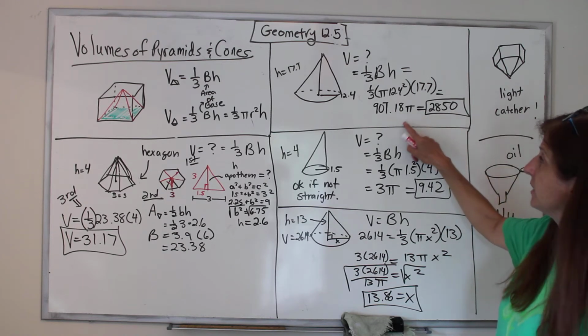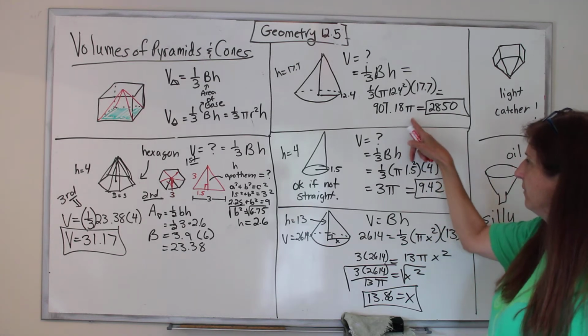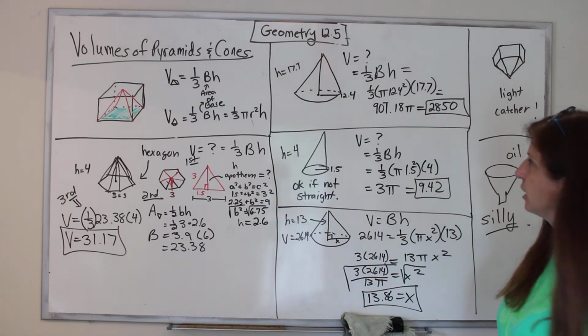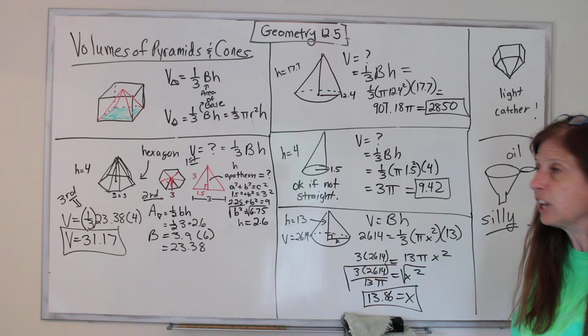The more correct answer is this one with pi, where you do everything but leave the pi alone and leave it as pi, but nobody knows what that is, so this is the one we understand better. But on the SAT, a lot of times that's the answer they want. So make sure you can get both.